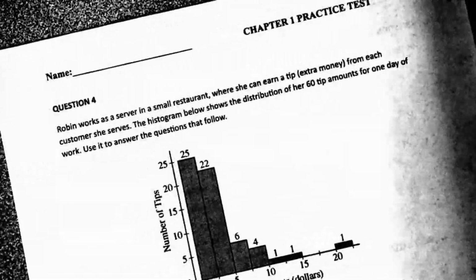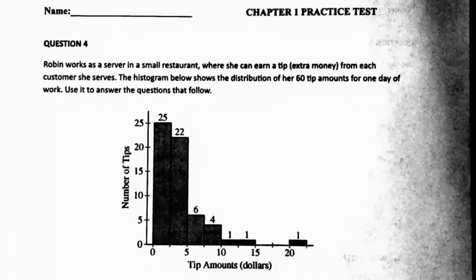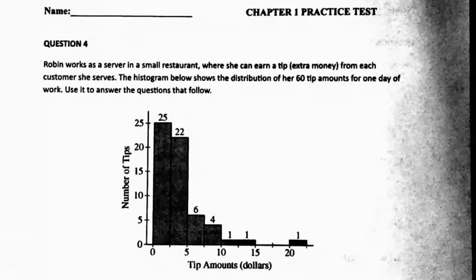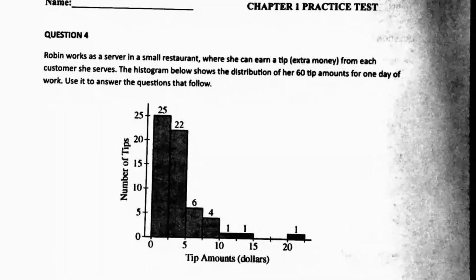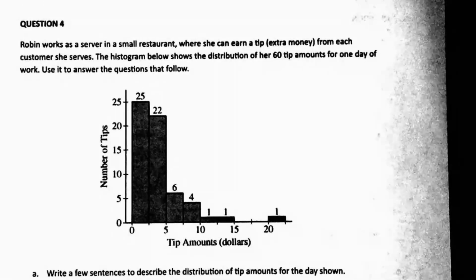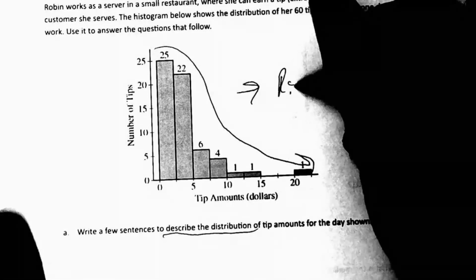Question 4. Robin works as a server in a small restaurant where she can earn a tip from each customer she serves. The histogram shows the distribution of her 60 tip amounts for one day. Use it to answer the questions that follow. So describing the distribution, similar thing. Because it stretches out to the right, this is a right skew.